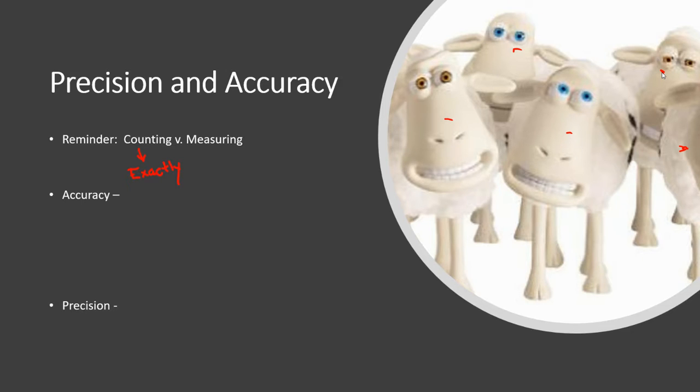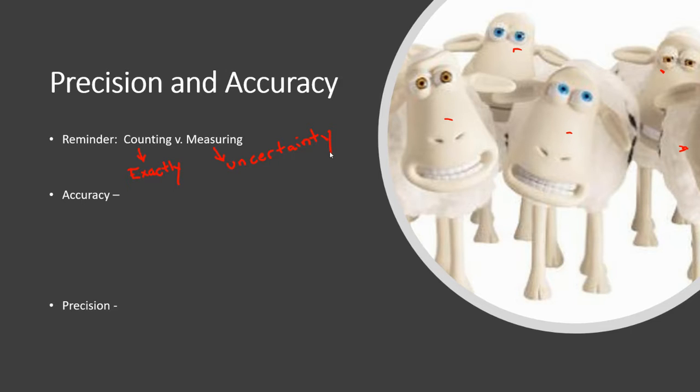But when we measure something, inherently, there is always going to be a bit of uncertainty. Uncertainty because of the tools that we use to measure are only so good, and any measurement that you make is going to have some bit of error associated with it. So we use terms like accuracy and precision when we're talking about the quality of our measurements.